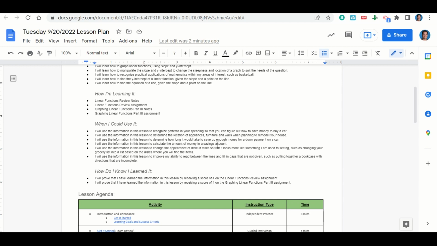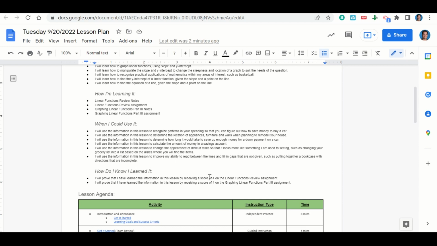to calculate the amount of money in a savings account, to change the appearance of difficult tasks so it looks more like something you are used to seeing, such as changing your grocery list into a list based on the aisles where you will find the items, and to improve your ability to read between the lines and fill in gaps that are not given, such as putting together a bookcase with directions that are incomplete.